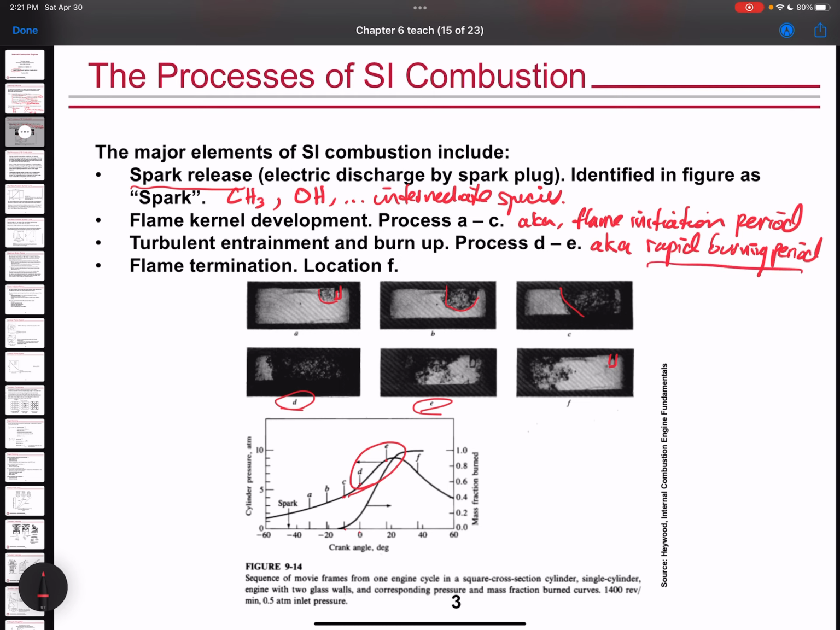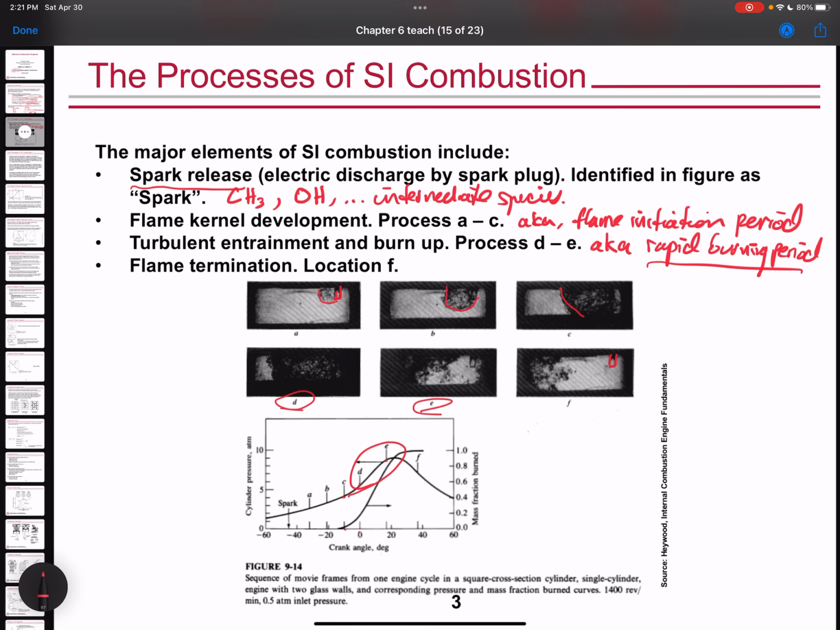And that's exactly why I call it that, the rapid burning period, okay? And so, again, we'll come back to this and try to model these things in a little bit, but this is just meant to create some appreciation for you as to what's going on with spark ignition combustion.